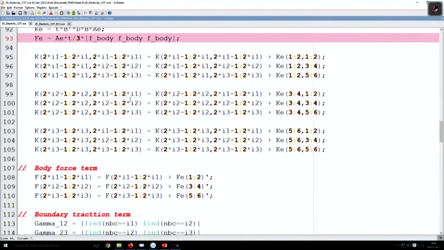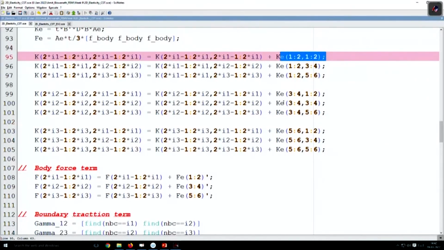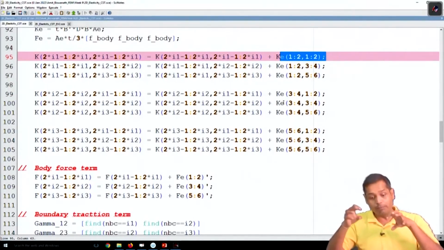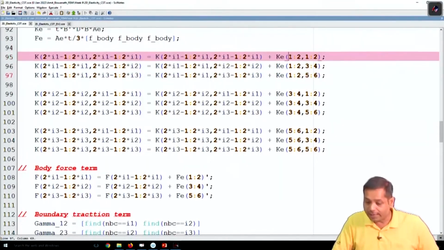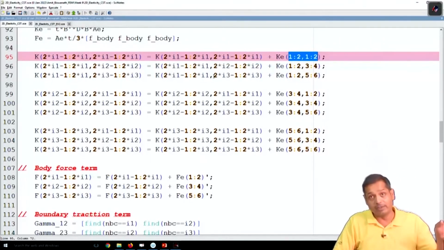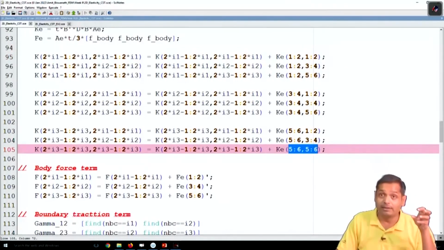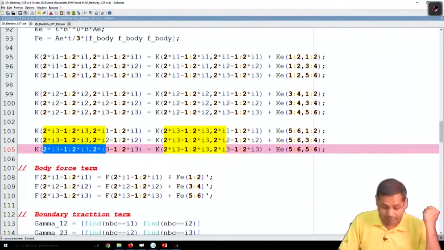Next is the globalization of the stiffness matrix. We will come to the traction vector. How to do the globalization? For the element stiffness matrix, we know the global node numbers, and based on the global node numbers, we populate the global stiffness matrix, right? And this is done here. So this 1, 2 is the element level node number, and the corresponding element level degrees of freedom, and the corresponding degrees of freedom at the global level will be this, right? Similarly, 5, 6 is the element level degrees of freedom, and the corresponding degrees of freedom at the global level is this. So this is how the global stiffness matrix is obtained.